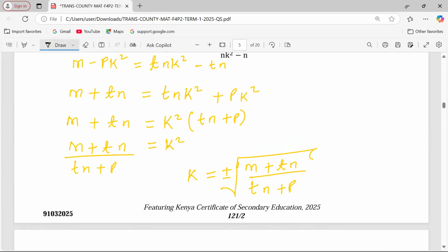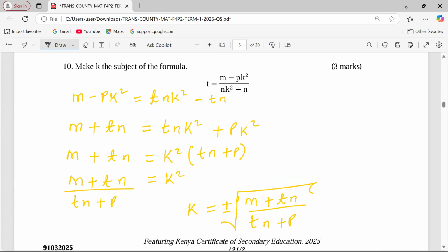I want to give some precautions. There are people who will forget the plus or minus. That's a mistake. Somebody saying that K equals M plus TN over TN plus P, that way, this person is wrong.